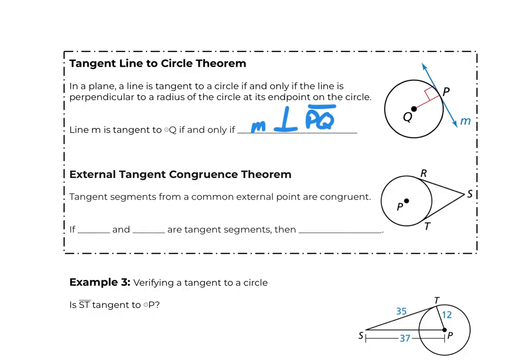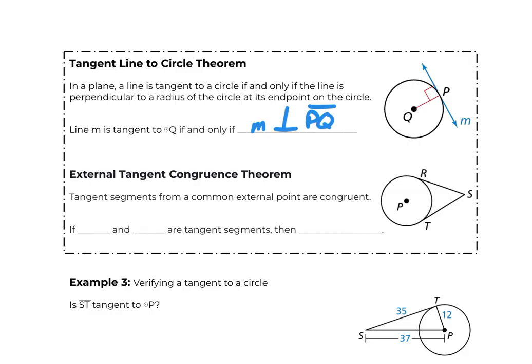Perpendicular, we've seen that word a ton throughout the year. Perpendicular means forms a 90-degree angle. And we see that 90-degree angle right here. That's why we're allowed to put that 90-degree angle there. Okay, so we're going to use that a little bit today to find missing pieces. And then on the bottom here, the second theorem for today.